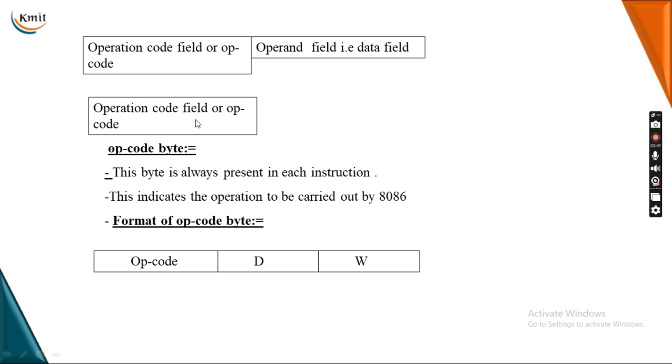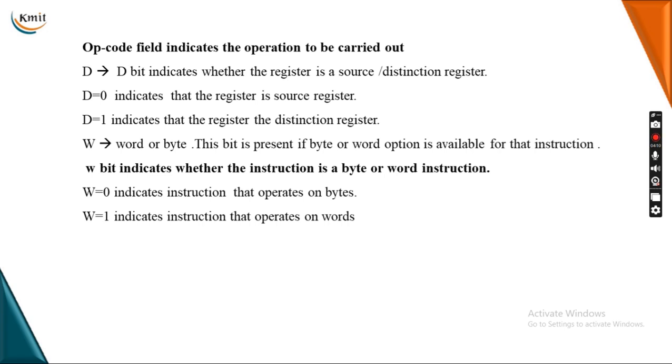The opcode byte tells the operation to be carried out by the 8086. The format of the opcode byte is: the opcode will be of 6 bits. The opcode field for any instruction consists of 6 bits, the direction bit will be 1 bit and the width bit 1 bit. So what does the opcode field indicate? D is nothing but the direction bit, indicating whether the register is a source or a destination register.